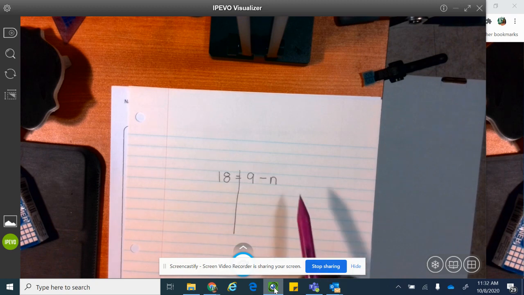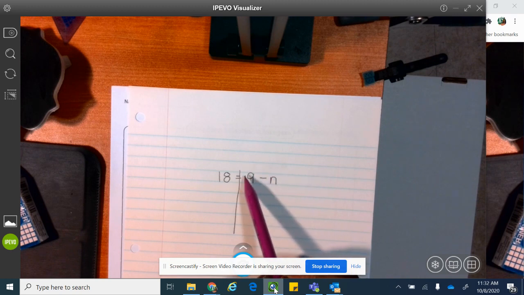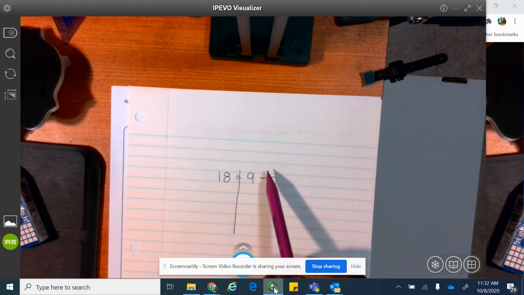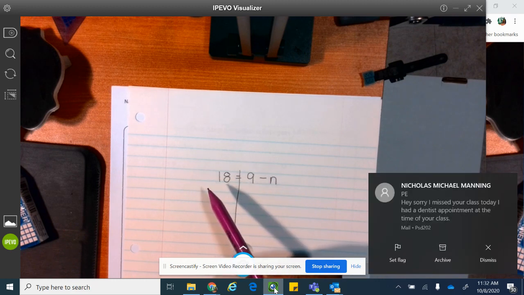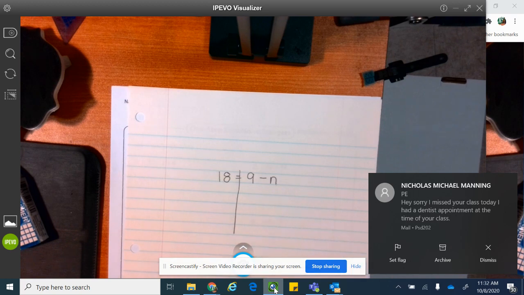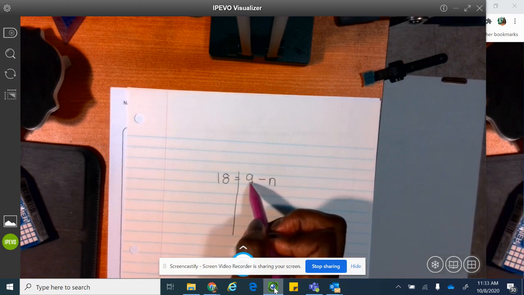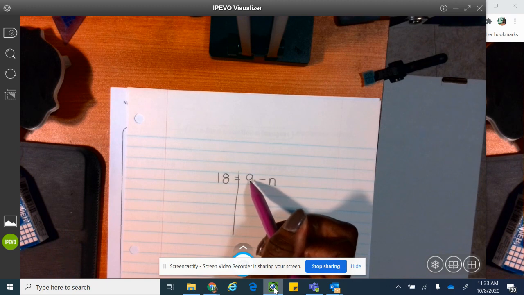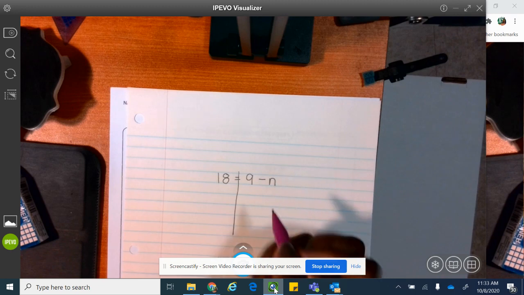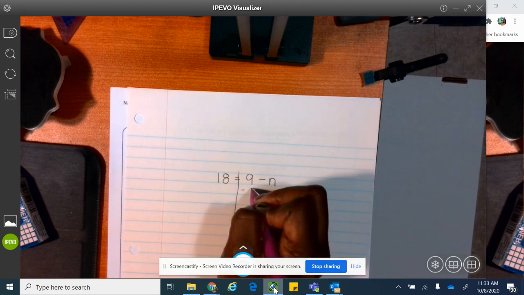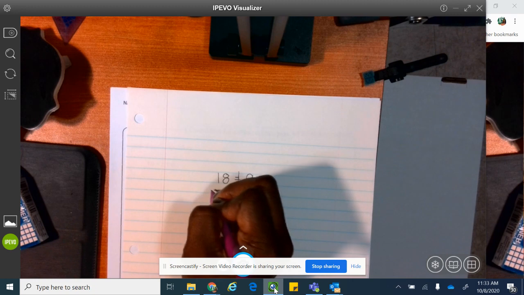The object of this is we need to get this variable by itself. And how we're going to do that is we have to get every operation that is attached to this variable on the other side. So what we're going to do is move this 9 over here. This is a positive 9, so we have to use the opposite of a positive 9 by adding a negative 9. So I'm going to add a negative 9 to both sides of this.